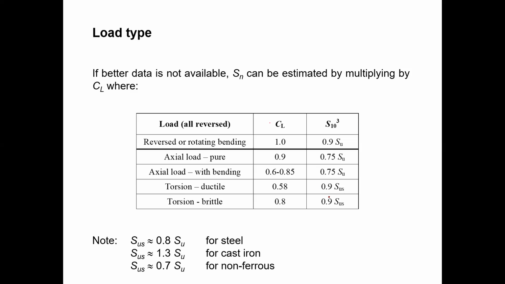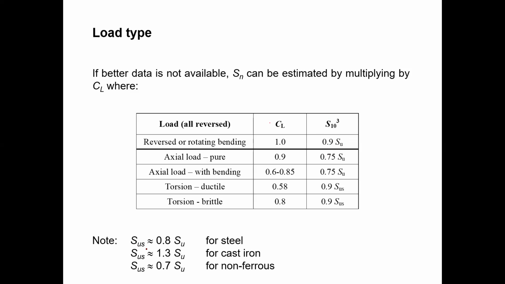At 10 to the power 3 it is not affected, but at 10 to the power 6 it will be affected. I'm sorry, at 10 to the power 3 it will not be affected by these factors because it is the very beginning of the cycles. So 10 to the power 6 means the crack propagates for too much time. So load and surface factors significantly affect the 10 to the power 6 cycle. The 10 to the power 3 cycle does not change with these factors.